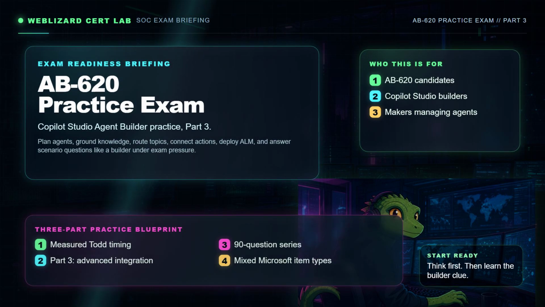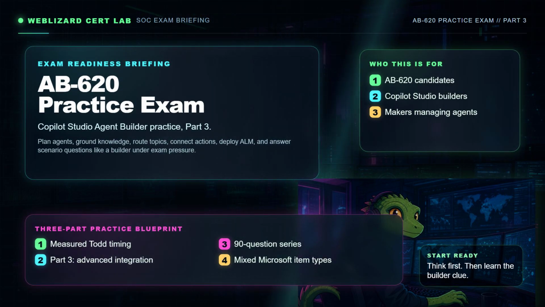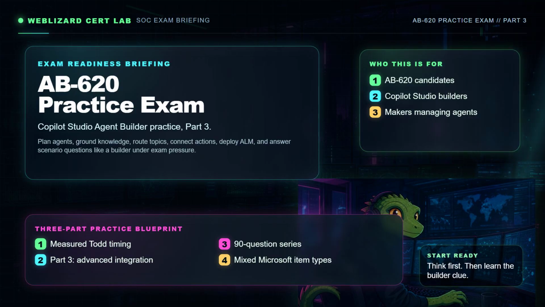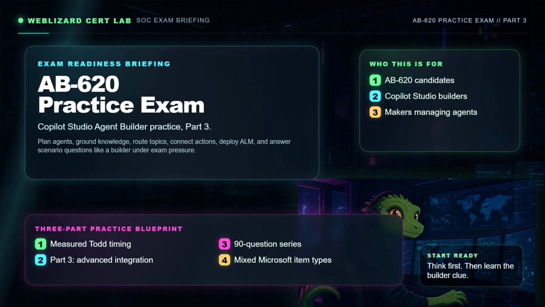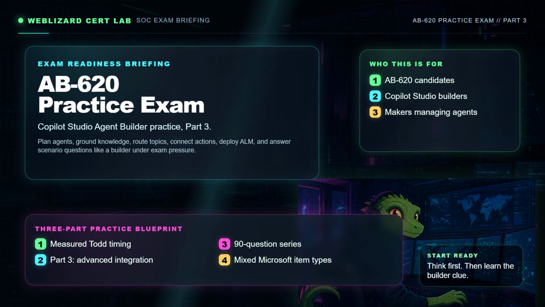Welcome to AB-620, Full Practice Exam, Part 3. In this final advanced section, you'll practice Copilot Studio agent builder questions on computer use, agent flows, evaluation, Foundry prompts, fabric data agents, pipelines, connectors, multi-agent delegation, and production governance.